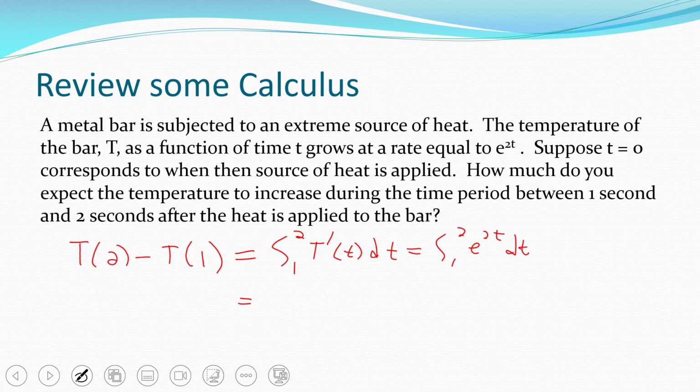So this then equals 1/2 e to the 2t, evaluated from 1 to 2, and that is 1/2 times e to the 4th power minus e to the 2nd power. And that's the answer.